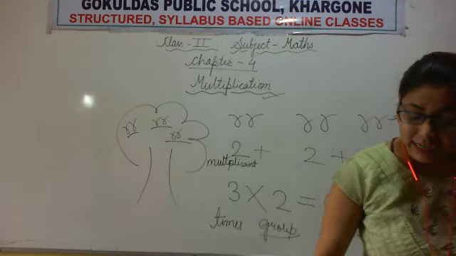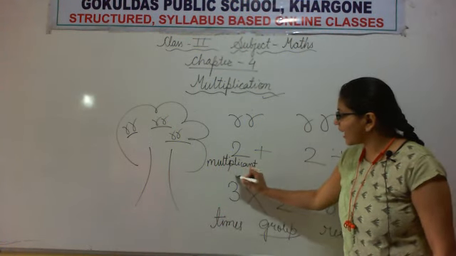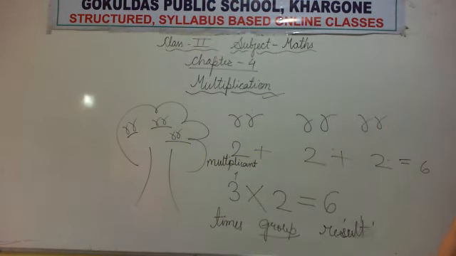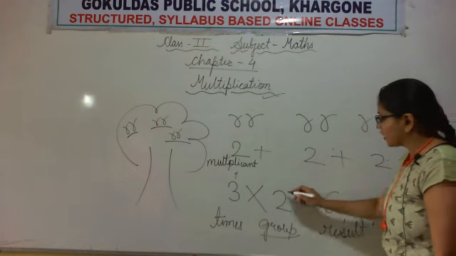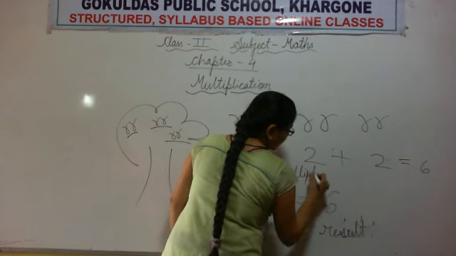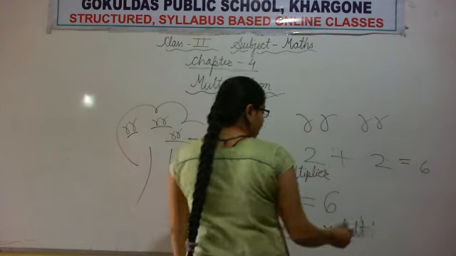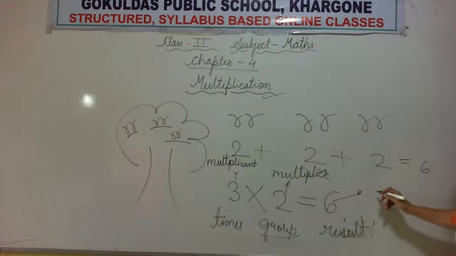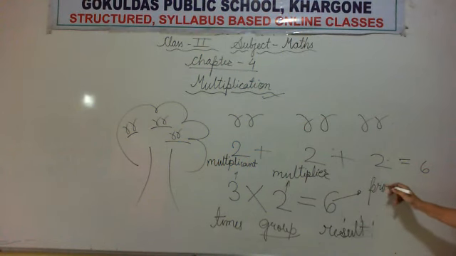The number to be multiplied is called the multiplicand. Now the next number, the number that the multiplicand is multiplied by, is called the multiplier. And the result of multiplication is called the product.